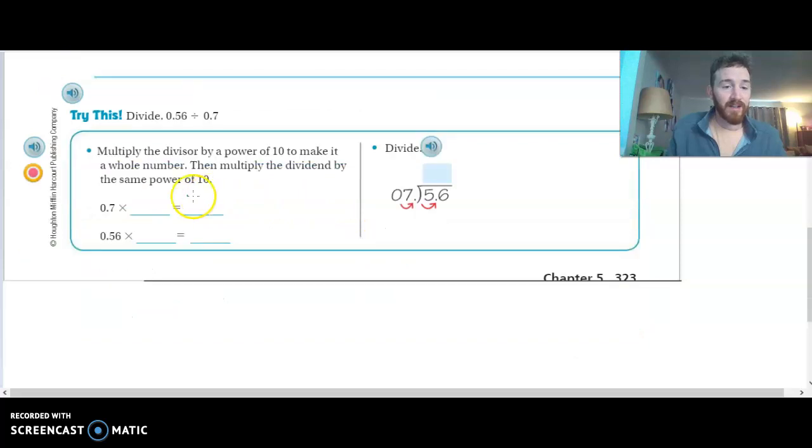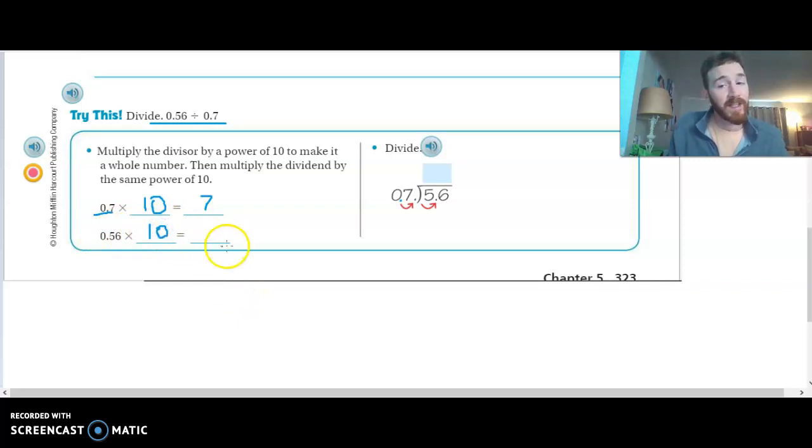So I'm going to go down to this try this part here. Now it says if we have 56 hundredths divided by 7 tenths, our goal is to take that 7 tenths and make it the number 7, okay? The way we can do that is by multiplying by 10, which means, like we see over here, if we had 7 tenths, 1 power of 10 means we can move a decimal 1 place to the right, and then we need to just do the same thing to the other number, to our dividend.